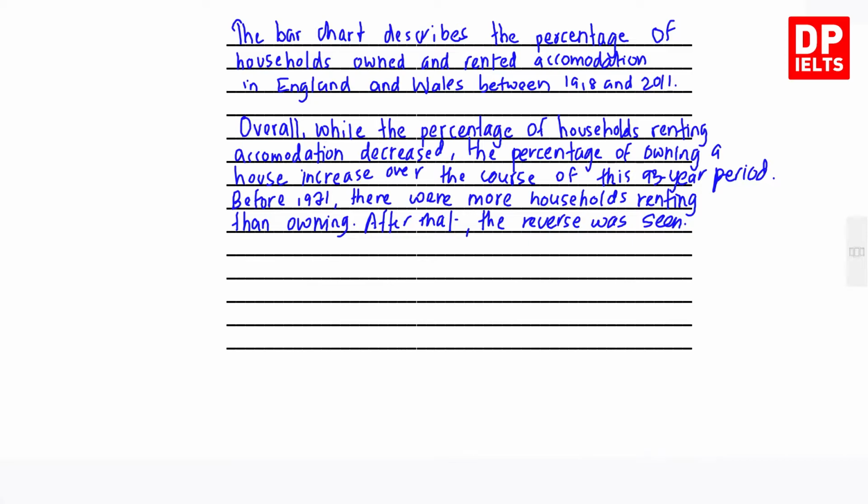So, in 1918, approximately 75% of households lived in rented accommodation.